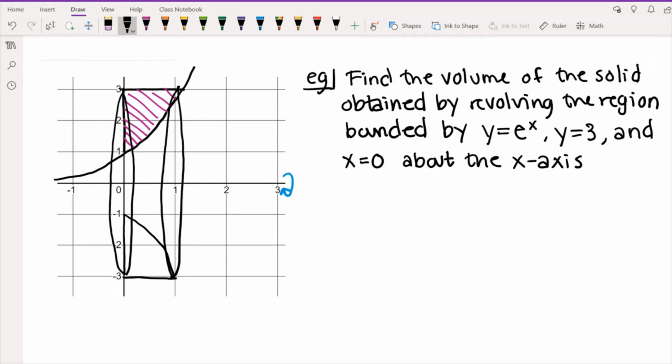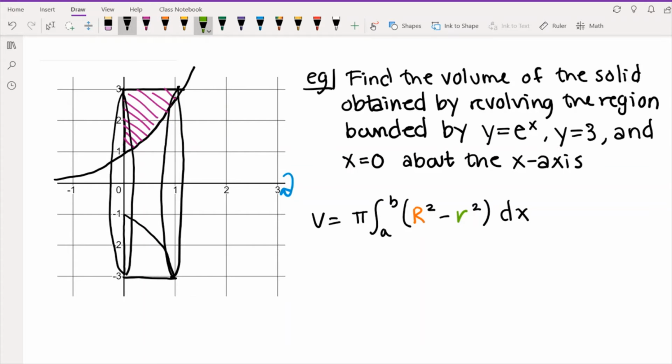Okay, so what would be the way to find the volume here? Well, again, we want to use this formula where we're going to do pi times the integral from a to b of the big radius squared minus the little radius squared dx. And so still dx because we're still revolving around the x-axis.